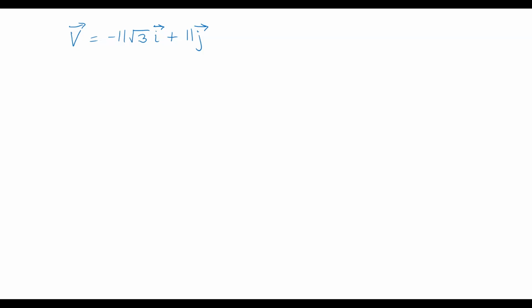Okay, so we were asked to find the directional angle, or the direction angle, for this vector. In order to do this, it's a good idea to have an idea where the vector is, and drawing a quick graph will help you. So here we see that the vector is in quadrant 2, and our goal is to figure out what this angle here is. We know that the point here is negative 11 square root of 3, 11.